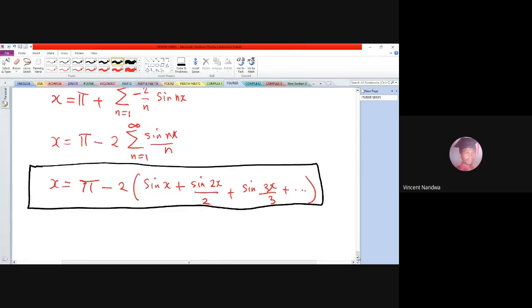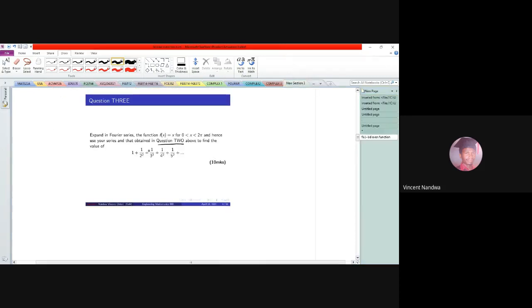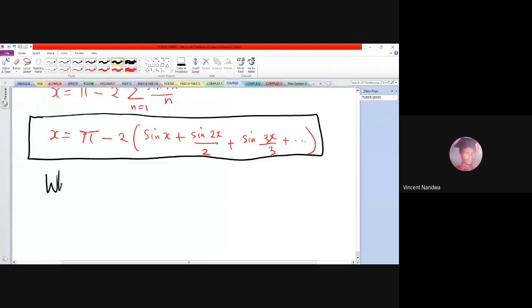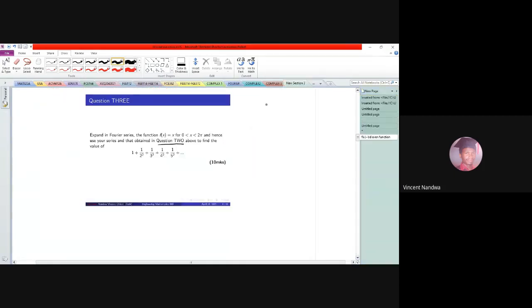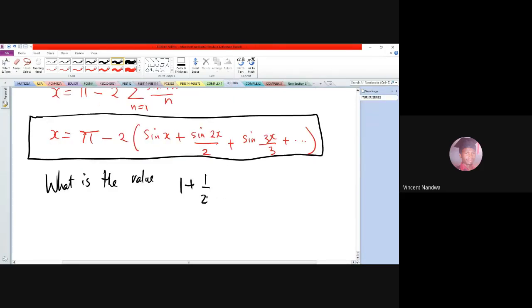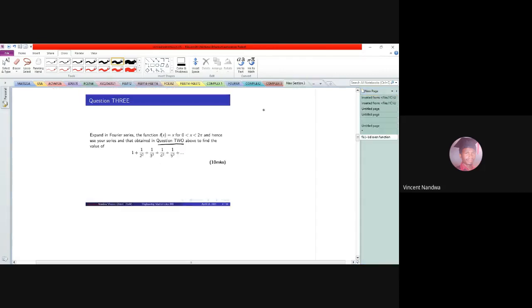Now, the other part of the question was to find the value of this summation using the series obtained in 2 and what we have obtained here. So we want to find the value of 1 plus 1 over 2 squared plus 1 over 3 squared plus 1 over 4 squared plus 1 over 5 squared, etc.